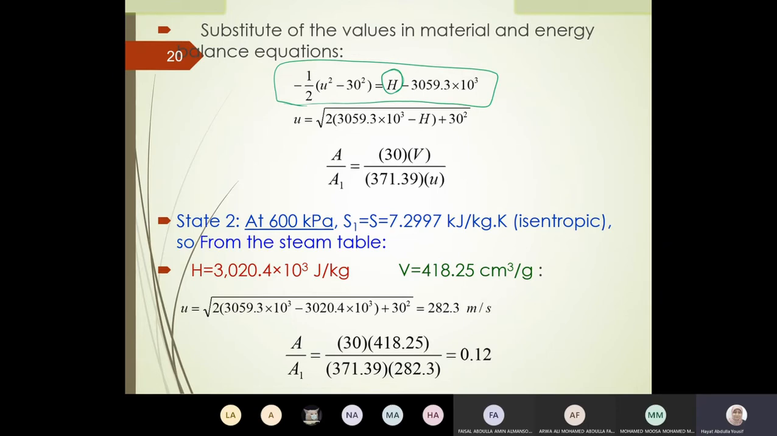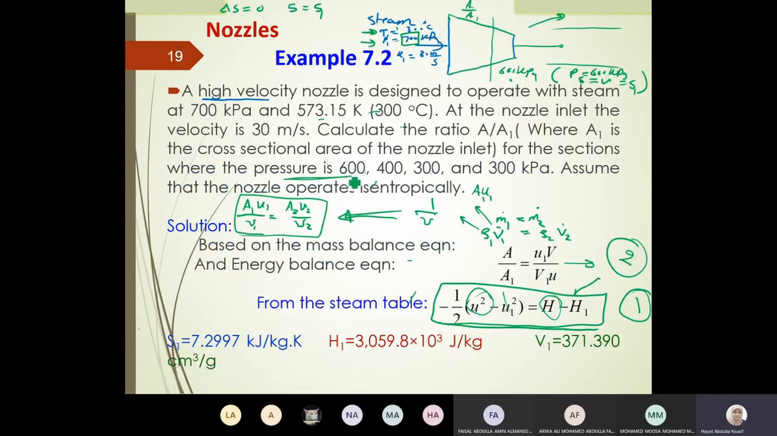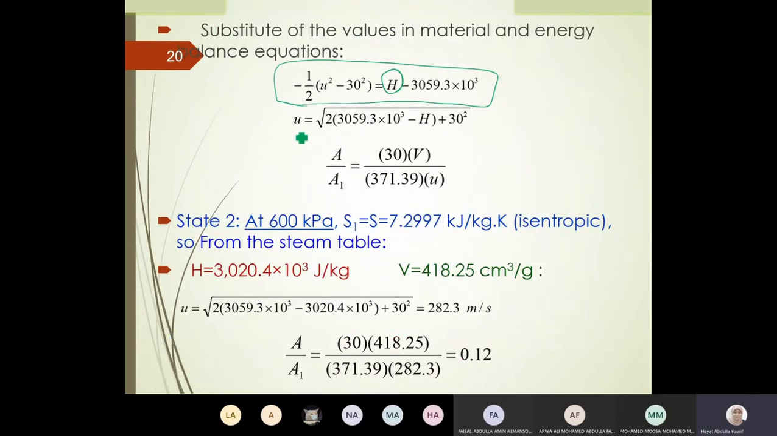Remember, I will solve this problem more than once. Once at 600 kilopascal, another time at 500, 400, 300, and so on. That's why I put all the information apart from H. And once I know H, I will get U. Then after getting U, I will substitute in the A ratio equation. So basically I have two equations.